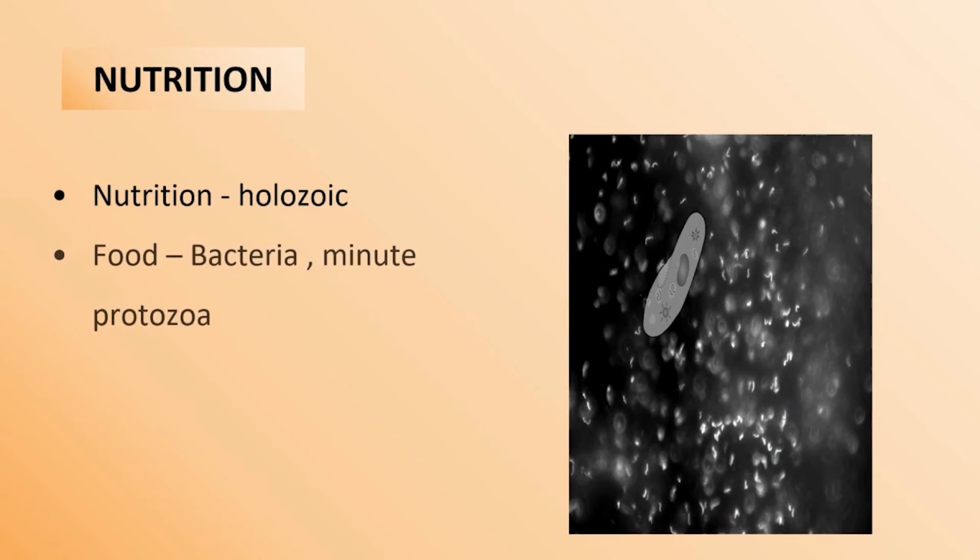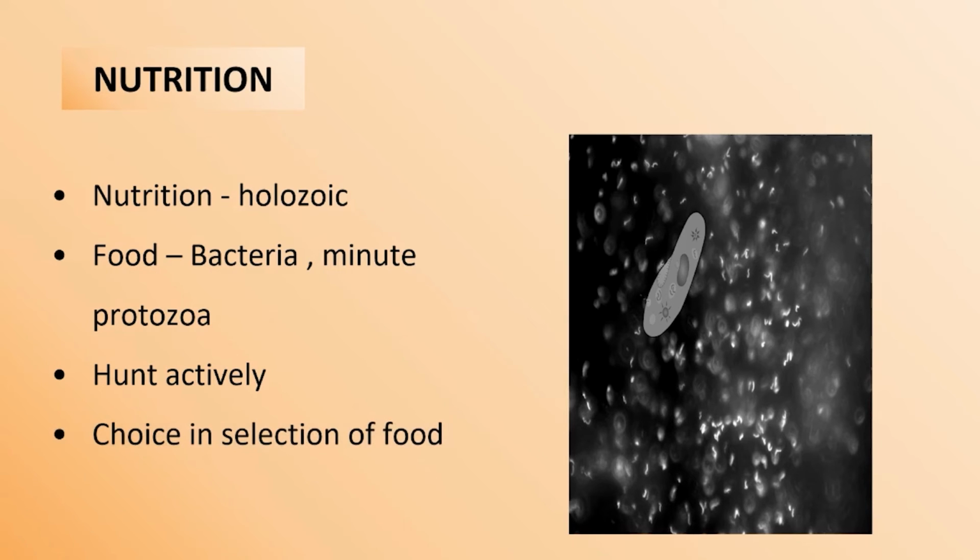Nutrition in Paramecium caudatum. In Paramecium caudatum, the nutrition is holozoic, which means the organism engulfs the food. The food comprises chiefly bacteria and minute protozoa. Paramecium does not wait for the food, but it hunts for the food actively. It is claimed that Paramecium caudatum shows a choice in the selection of its food.